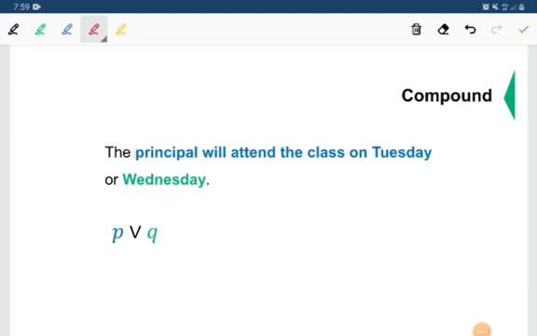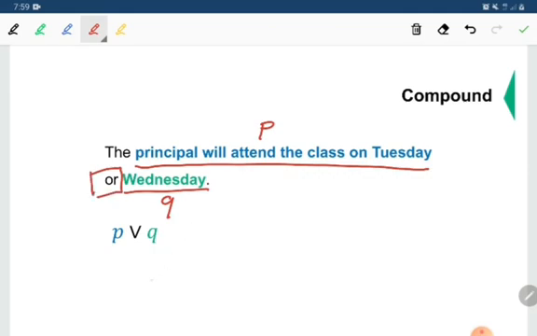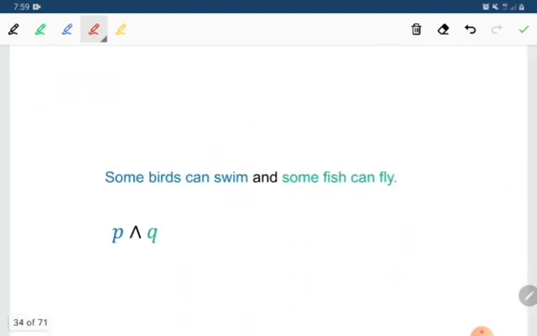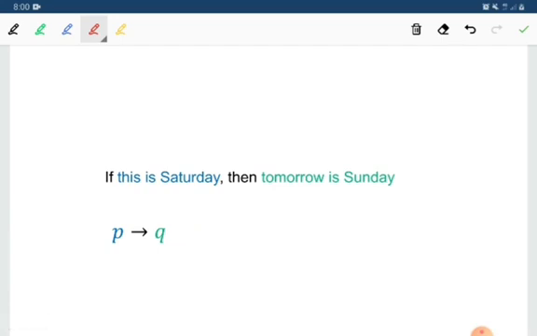Okay, so for example, you have this compound statement. The principal will attend the class on Tuesday or Wednesday. So if we assign this as P and this one as Q, our connective is OR. So it's a disjunction statement actually. So how do you make it symbolic? Like this. Some birds can swim and some fish can fly, and so they should appear. Your P is the first statement, Q is your second. If this is Saturday, then tomorrow is Sunday. If then, conditional, you use an arrow. If P, then Q.